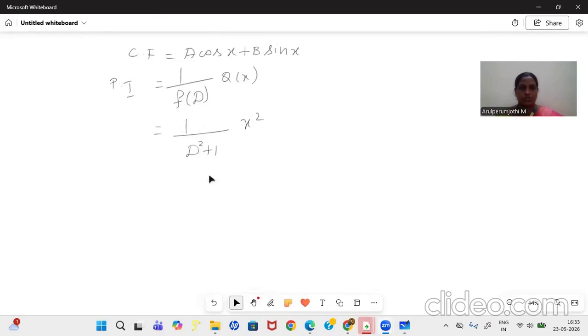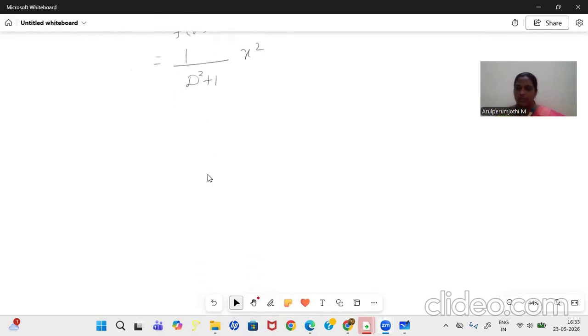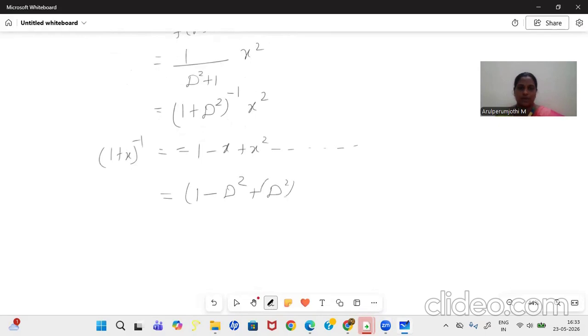So how to solve this polynomial form? You rewrite this equation as (1 plus D square) to the power minus 1 into x square. Now, what is (1 plus x) to the power minus 1? It is 1 minus x plus x square minus, and so on. Similarly, this can be written as 1 minus D square plus (D square) the whole square minus, and so on, into x square.